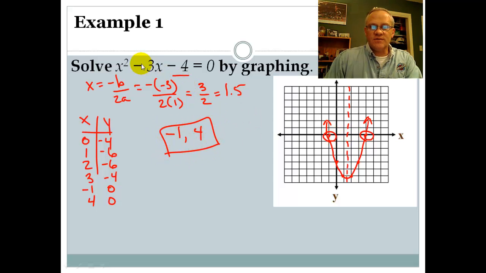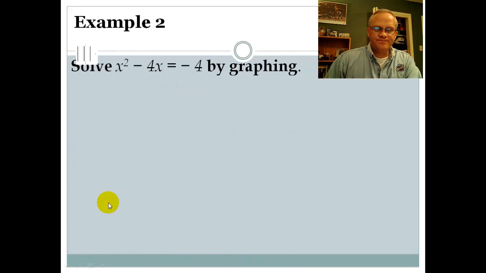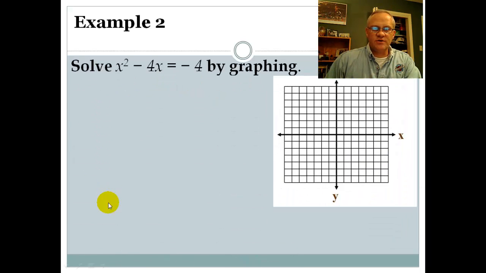So in this case, we graphed it, and the two places where it crossed the x-axis there are our solutions. Negative 1 it crossed and 4 it crossed. And you can also see that in the table. Wherever y is 0, the number that goes with it, that is the solution, or the root, or the 0, aka. Okay? Example 2. Well, let's look at another one here.